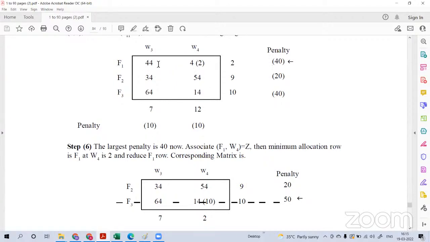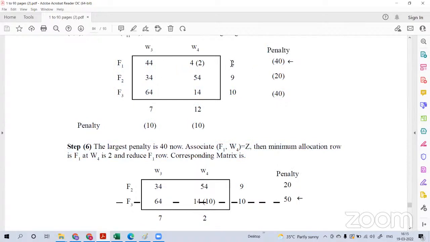Next here, 34 and 44. The difference is 10. So here, 40 is the highest. So that 40 row I am selecting.